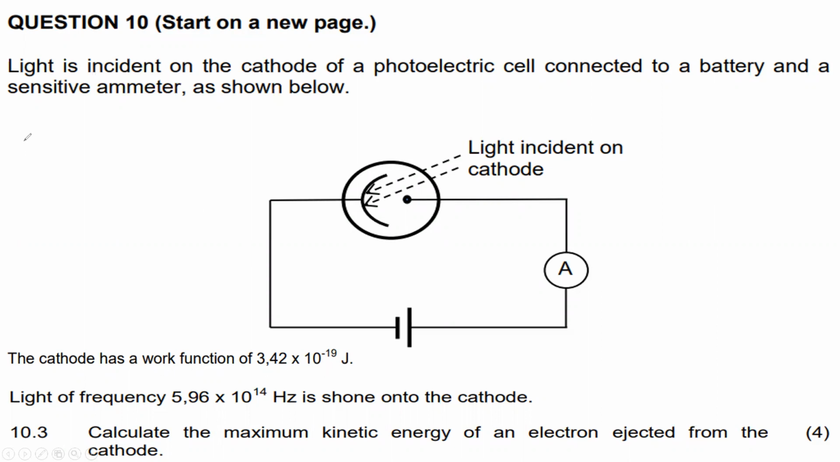So first of all, write the work function W0 equals 3,42 times 10 to the power of negative 19 joules, with symbol and unit. Write the givens like this, because when you see the formula box, you are going to use W0. So write it with the symbol. And then what else is given? Light of frequency F is given, not F0.